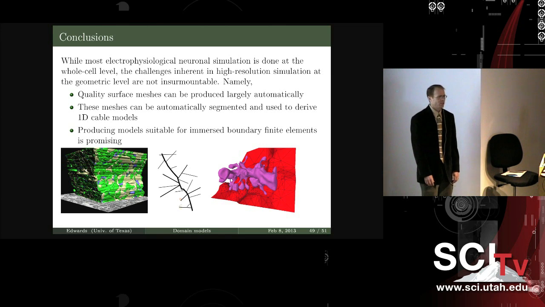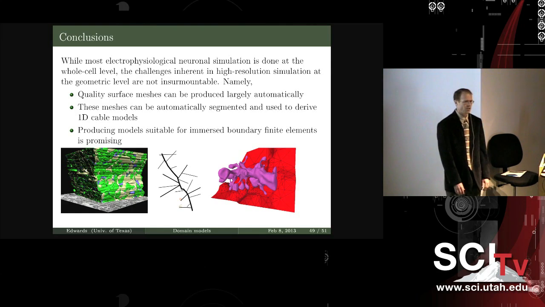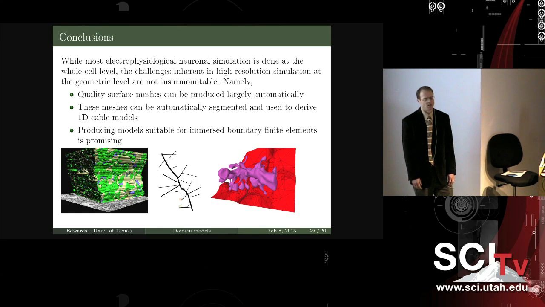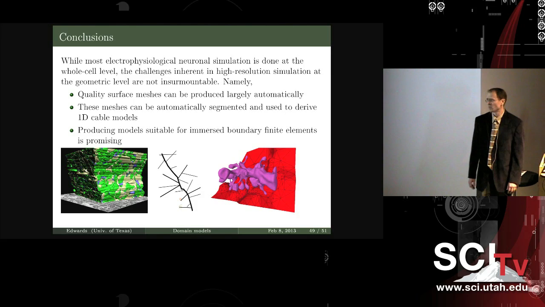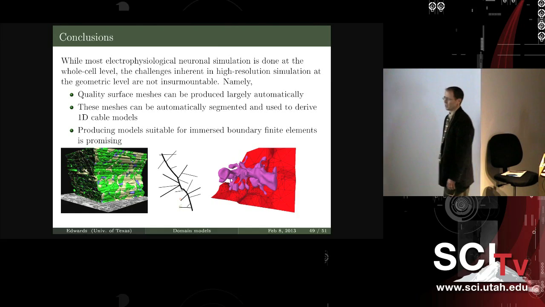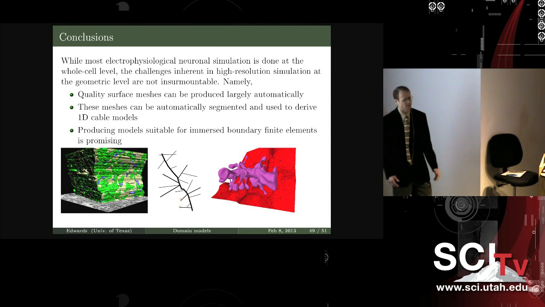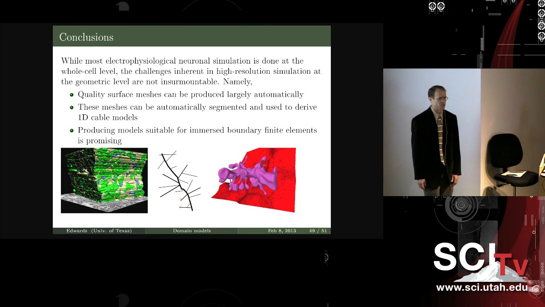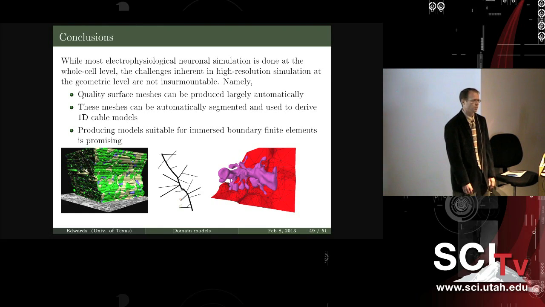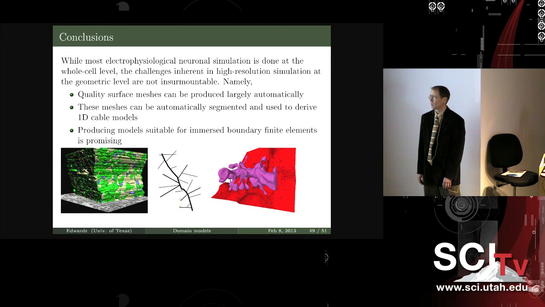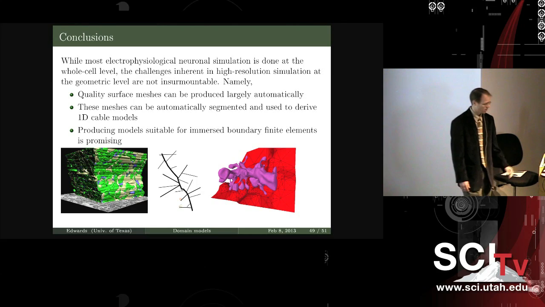So in our little way, we're hoping to contribute to the Connectomics project by looking at how geometry affects the connectivity of neurons in the brain. And doing this at a geometric level is looking very promising. We can produce the surface meshes, we can produce the 1D models. We're making our ways into producing these other types of elements for other types of analysis, and we've got big hopes for those.